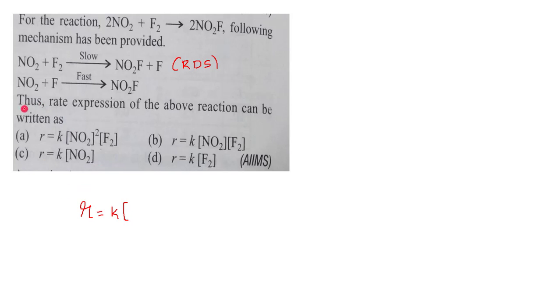Whatever balancing coefficients will be there in this slowest step, the same you will be making as the power, right? So here it is nothing but 1 is there. So you will be writing NO2. Next reactant is F2. Right? NO2 and F2. So this is the rate law. So the correct answer will be B option. Okay. And what can be its order? What is the power here? 1, and here also power is 1. So order here is 2.